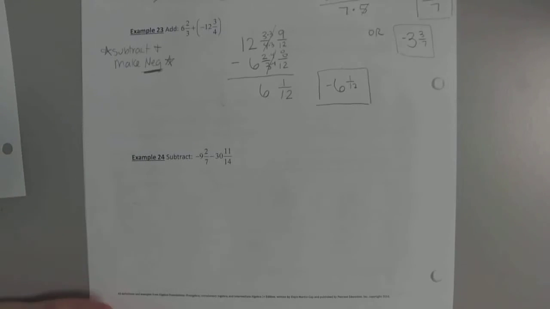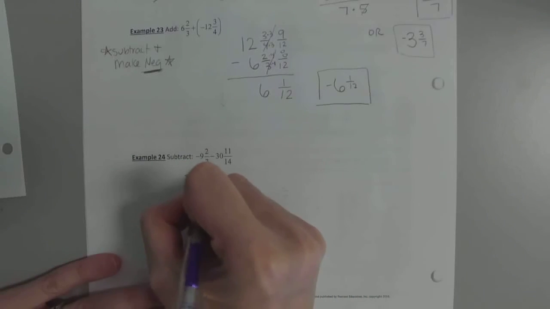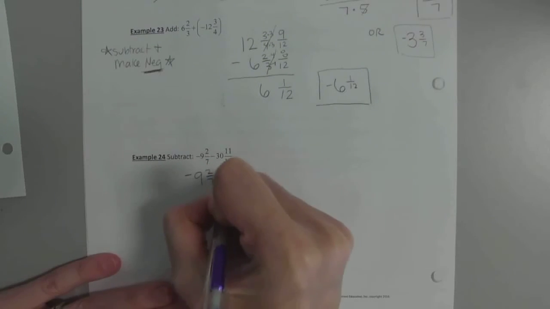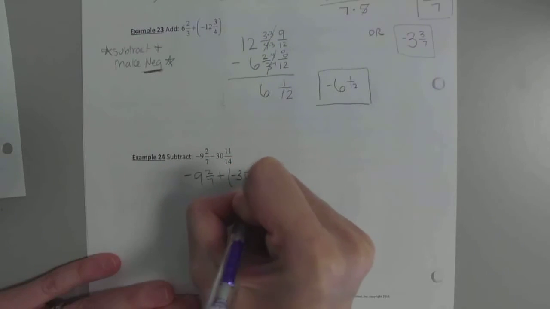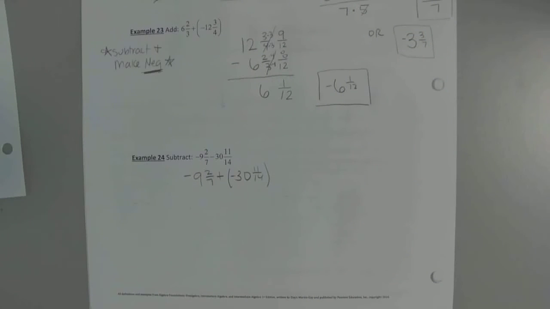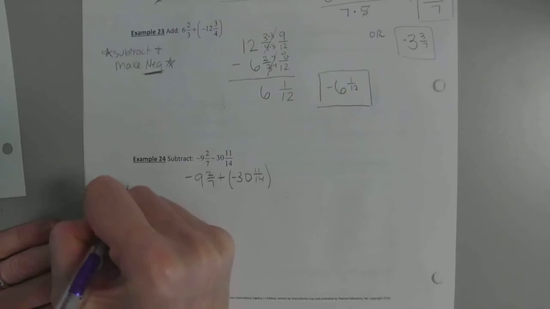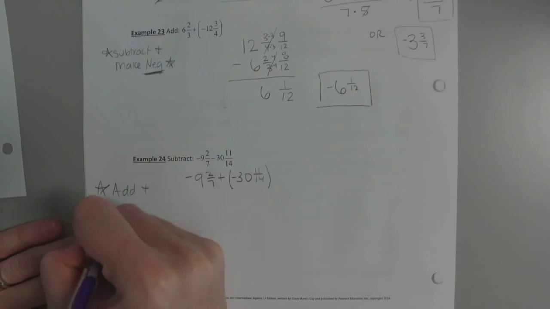All right? Whenever we do subtraction, what do we have to do? Write it as addition. So let's do that first. Let's write this as negative 9 and 2/7 plus negative 30 and 11/14. Remember doing that? The first number stays the same. The subtraction changes to addition, and the second number goes to the opposite. So now what are we going to do with these two numbers since they have the same sign? Add and make it negative.